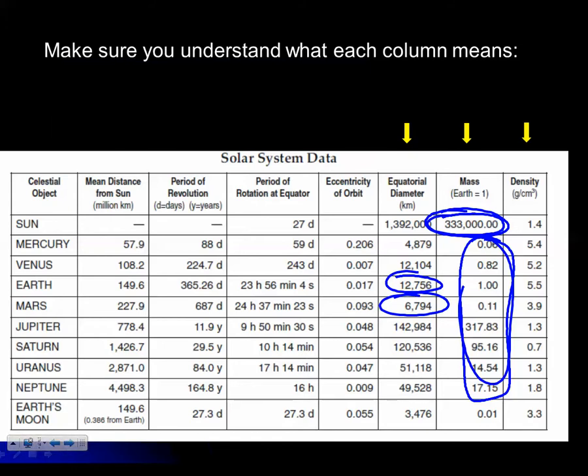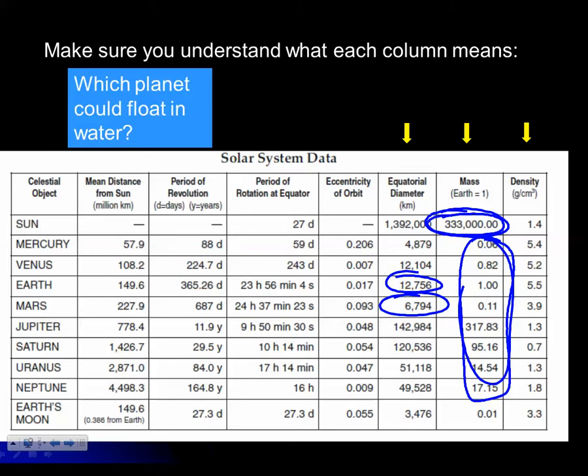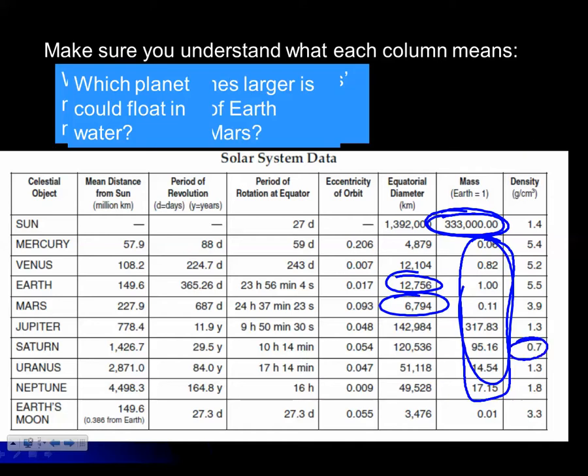Okay, the third one, density. You might be asked a question like, what planet could float in water? And if you remember back to the front page of your reference tables, the density of water is 1 at 4 degrees Celsius. And there's only one planet here that could actually float in water, and that is Saturn. Interestingly enough, its density is only 0.7. So if you had a big, big, big, big bathtub, Saturn could float in it.